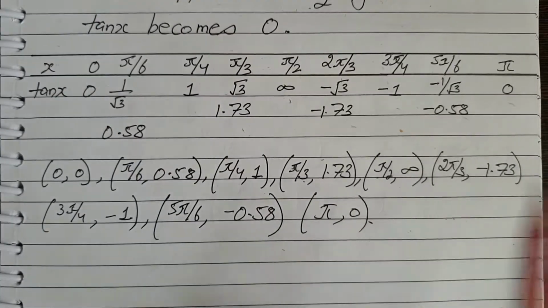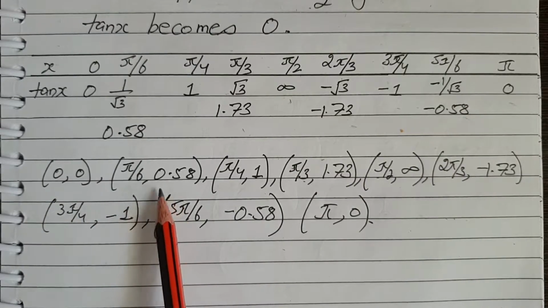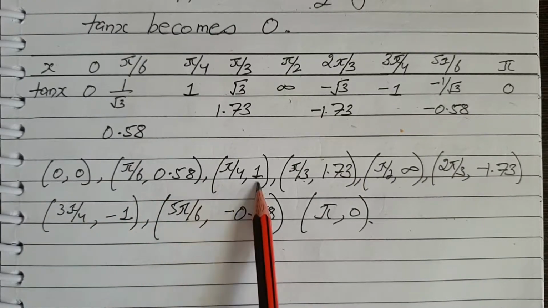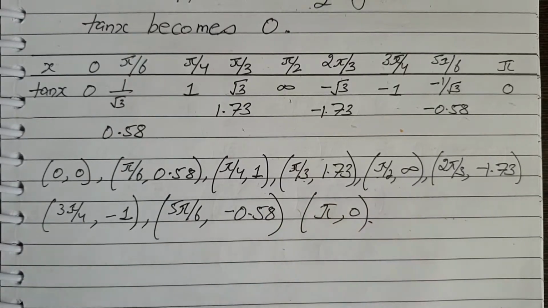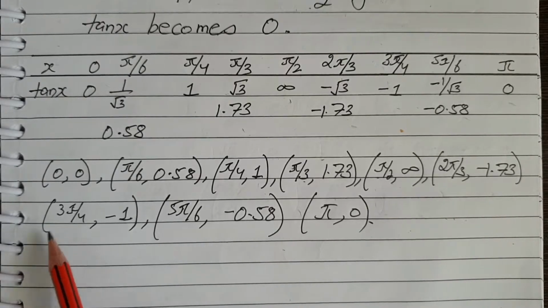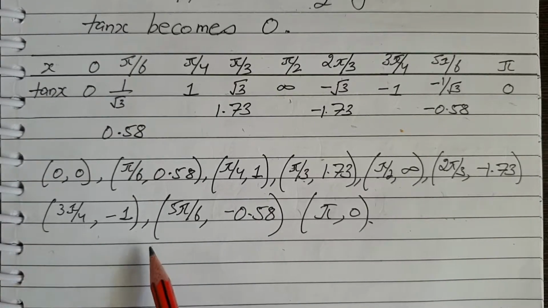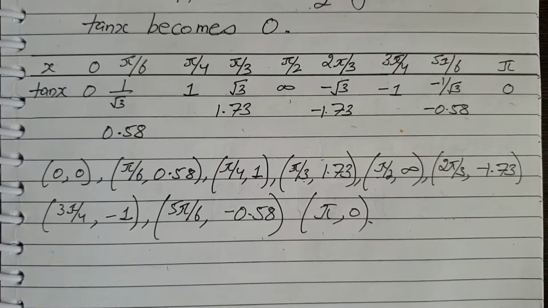Okay, so these are the coordinates: 0, 0; pi by 6, 0.58; pi by 4, 1; pi by 3, 1.73; pi by 2, infinity; 2 pi by 3, minus 1.73; 3 pi by 4, minus 1; 5 pi by 6, minus 0.58; and pi, 0.